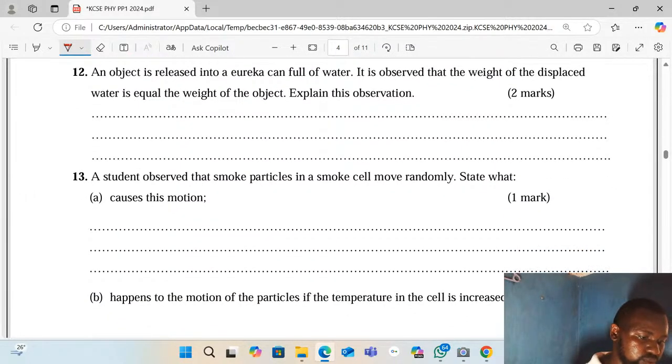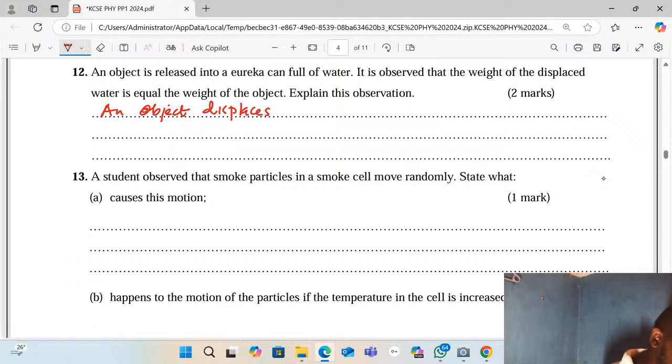An object is released into a eureka can full of water. It is observed that the weight of the displaced water is equal to the weight of the object. Then you're told to explain this observation. Then this is as a result of the law of flotation, where we can say an object displaces its own weight.